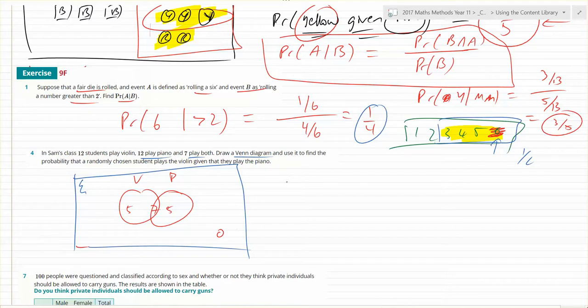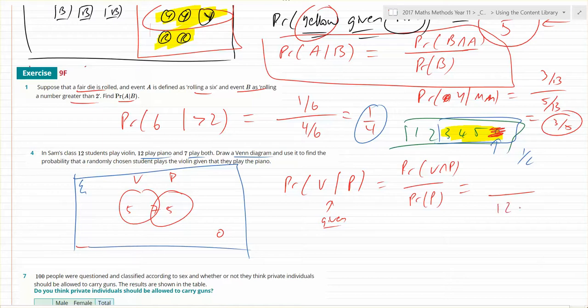So we're trying to find the probability of violin given that they play piano. Now, if you're wondering what the dash sign means, it means given. Okay, so it's a shorthand. Instead of writing given all the time, this is a shorthand for writing given. So according to the formula, we want P(V ∩ P) over P(P).